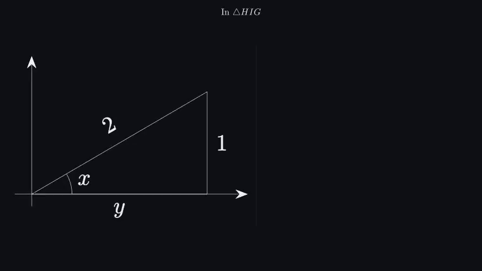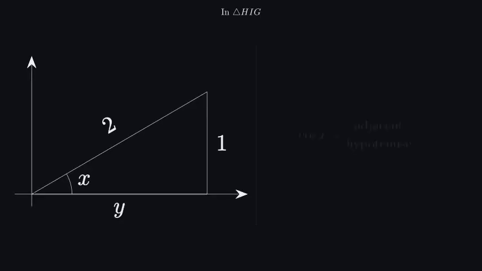Since the triangle is right-angled, we use Pythagoras' theorem. The hypotenuse is 2, and the two shorter sides are y and 1. Now square the known sides. 2 squared equals 4, and 1 squared equals 1. Subtract 1 from both sides. This gives y squared equals 3. So the adjacent side is √3.